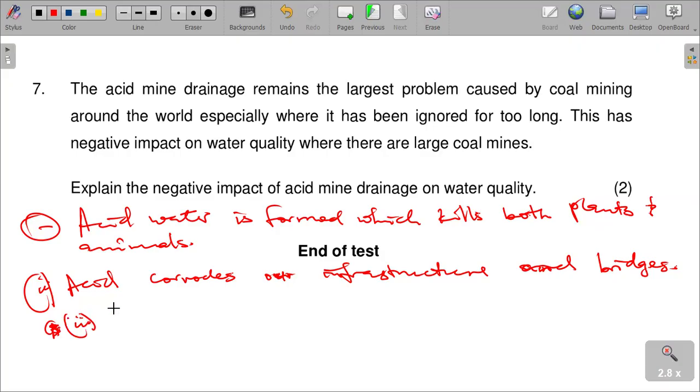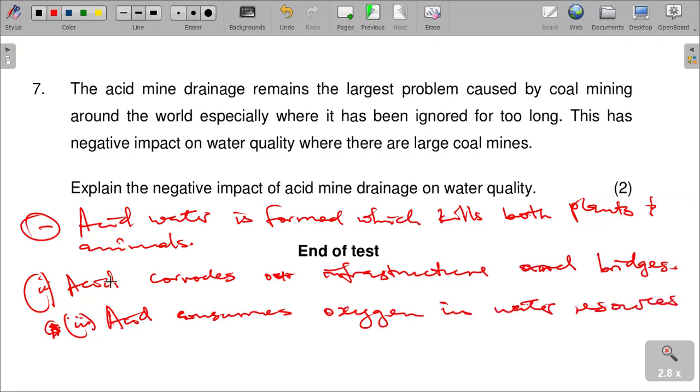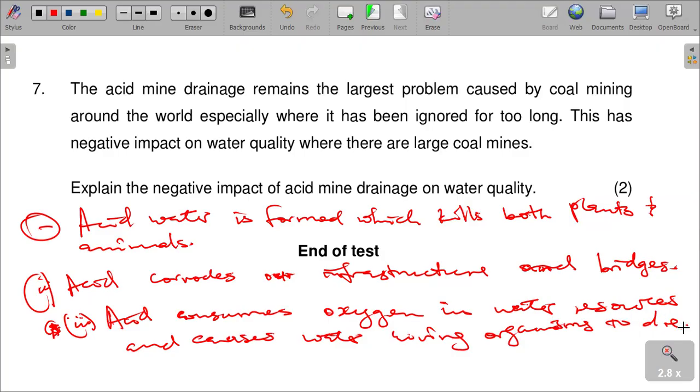Number three, acid depletes oxygen, which also affects aquatic life. Acid consumes oxygen in water resources and causes living organisms in the water to die. So those are some of the factors that we can talk about.